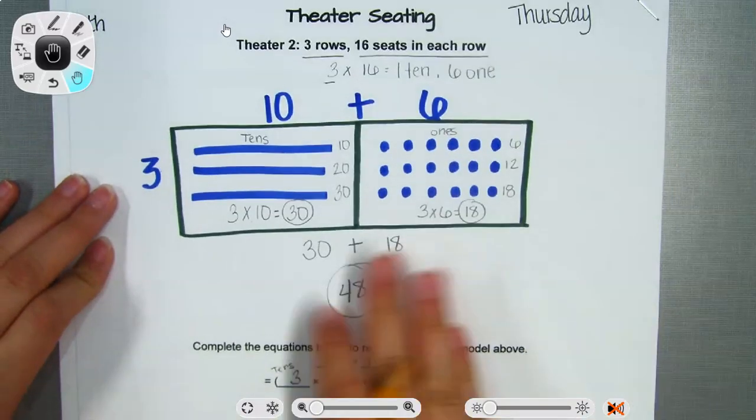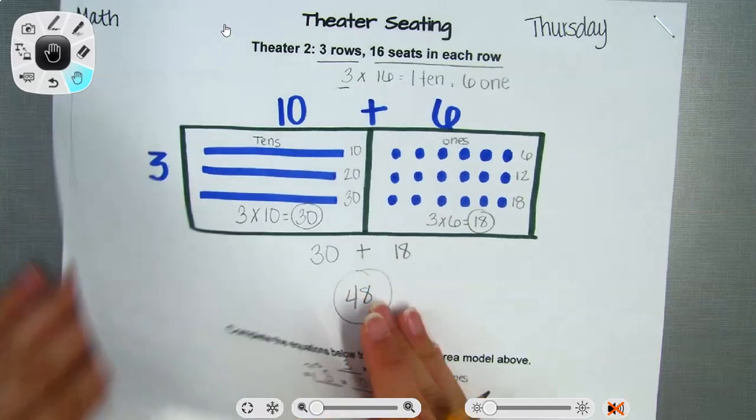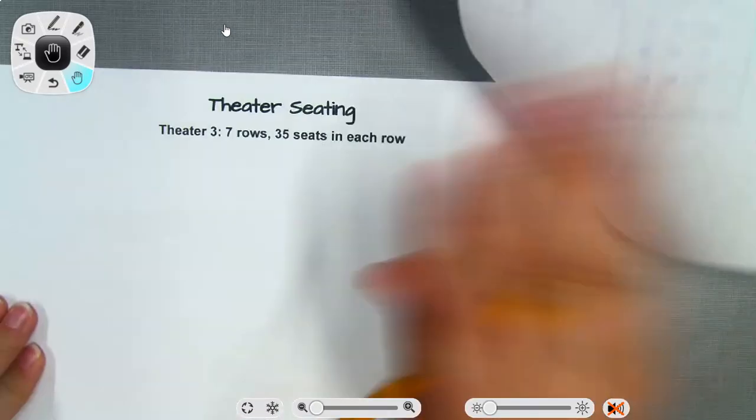Okay, so let's try that again. Let's try one more on our own. Okay.